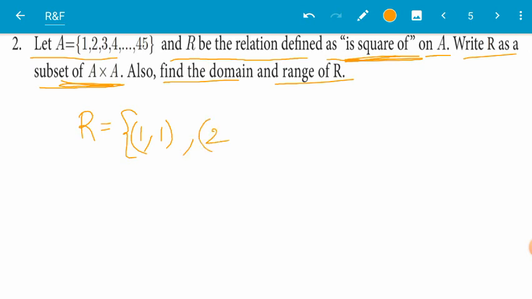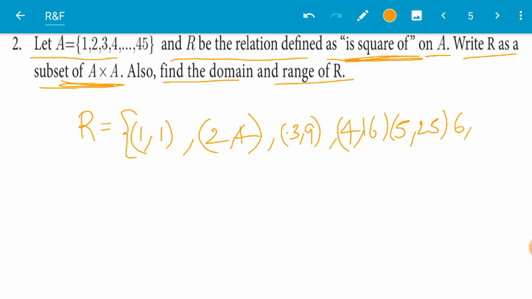Next, if you take 2, 2 square is 4. Very good. Next, if you take 3, 3 square is 9. Next 4 means 16. Next 5 gives 25. Next 6 means 36. If you take 7, the square is 49. 49 is not in A, so 7 will not come. So these elements only we will get.